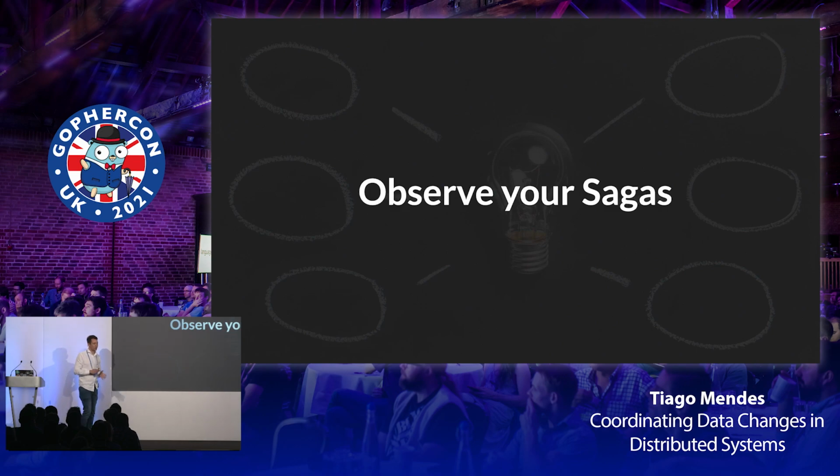Observe your sagas. Observability is very, very important when you have all of these services acting asynchronously, where things might fail, where you might need to debug, where you might need to see, did this data go into the correct state? So use your metrics, use your logs, use your traceability, use everything that you have at your disposal to observe how these interactions are going and if your system is in a healthy state.